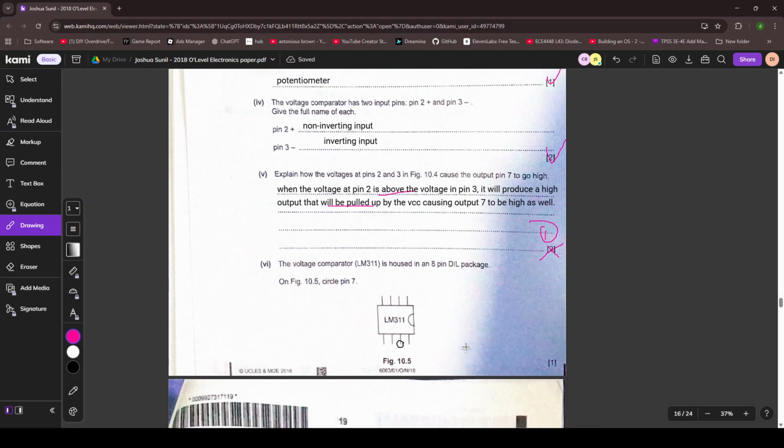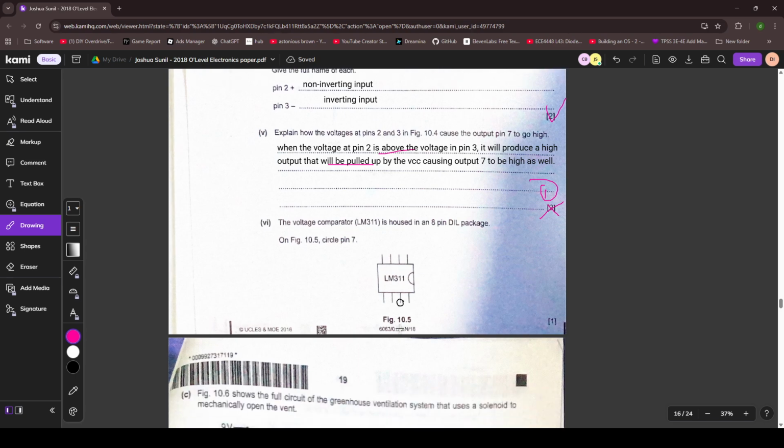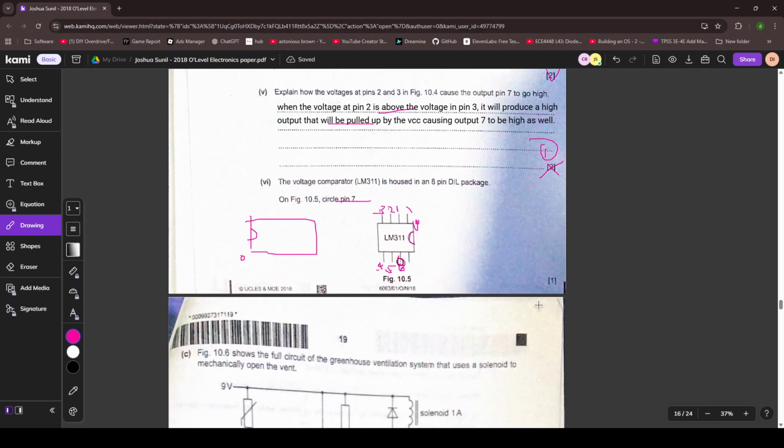The voltage comparator LM311 is housed in an 8-pin DIL package. Circle pin 7. Okay, this notch represents the direction. Usually the notch is like this, and then usually this will be pin 1. So counting 1, 2, 3, wrap around, 4, 5, 6, 7, yeah, 7. So this is right.